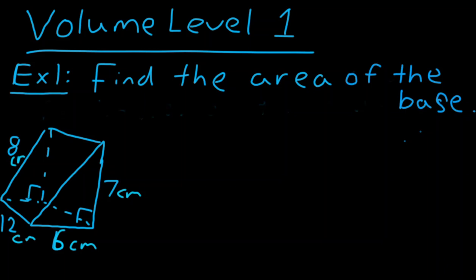Alright, welcome to our volume level 1 video, and in this video we're going to specifically look at three-dimensional shapes, or we can call them 3D solids, and we're going to focus on finding the area of the base. The reason we want to do this is that we know that the volume is equal to the area of the base times the height. So in this video we're basically focusing on finding our capital B, the area of the base.